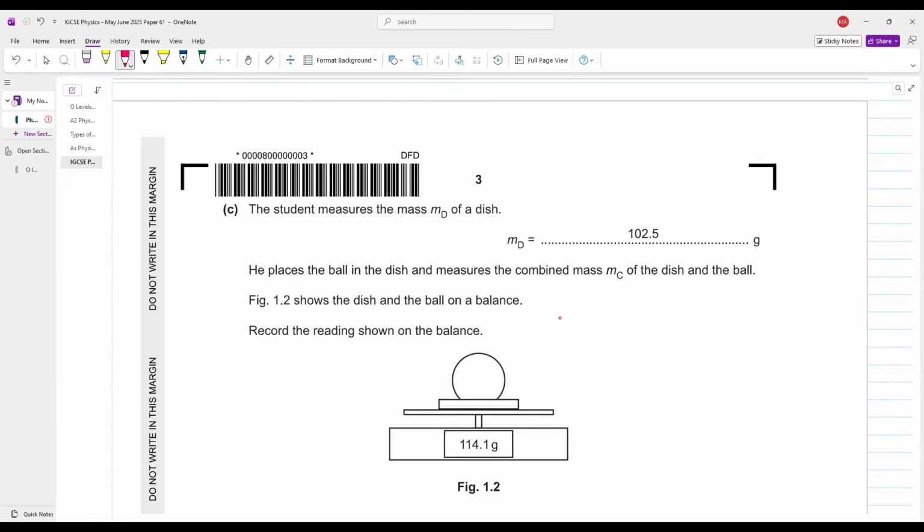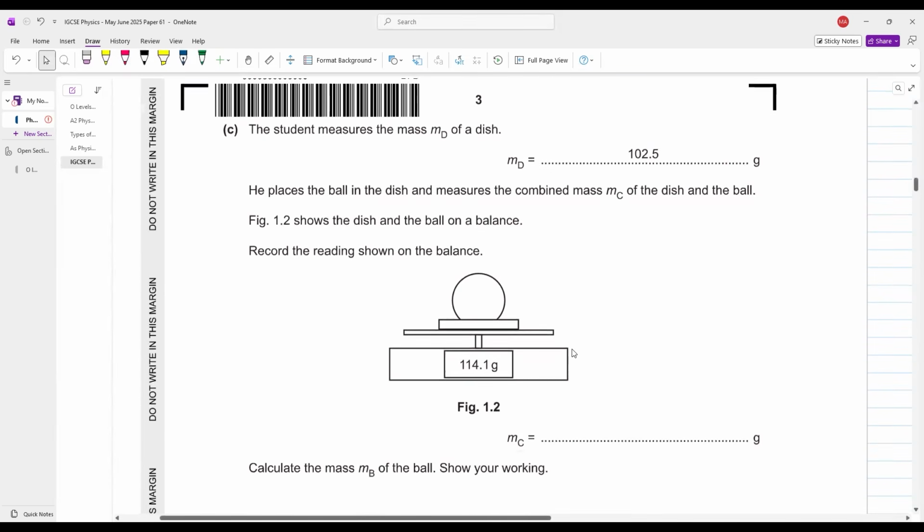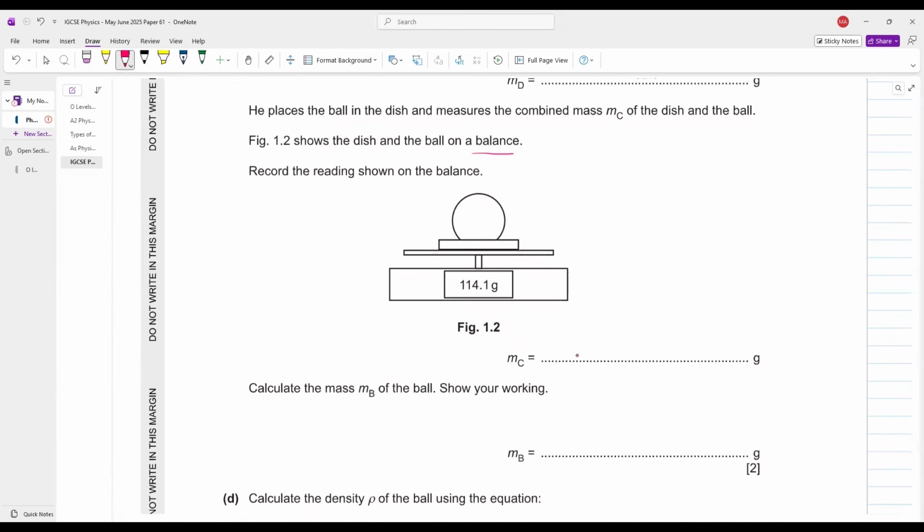The student measures the mass of a dish. ये आ गया mass of the dish. He places the ball in the dish and measures the combined mass of the dish and the ball. Figure 1.2 shows the dish and the ball on a balance. Record the reading shown on the balance. Okay, we have to record this reading shown on the balance. 114.1 grams.